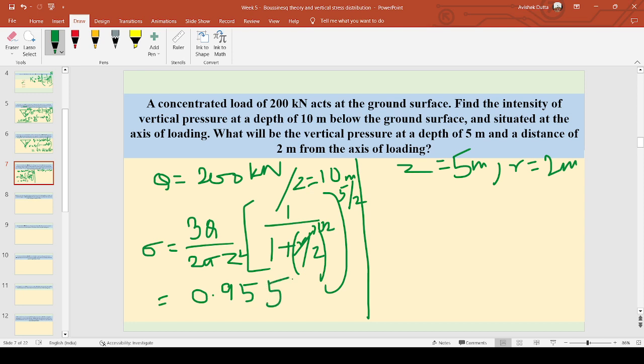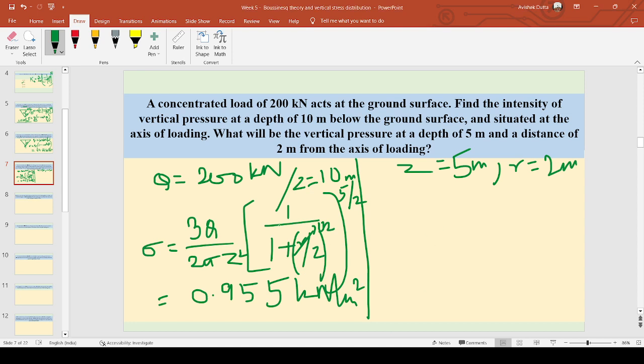0.955. The unit is kilonewton per meter square. That is, at a depth of 10 meter below the ground surface, at the axis of loading, center line from the axis of loading, we get a vertical stress of 0.955 kilonewton per meter square.